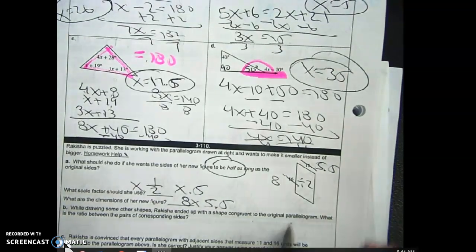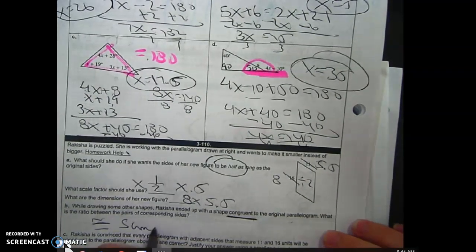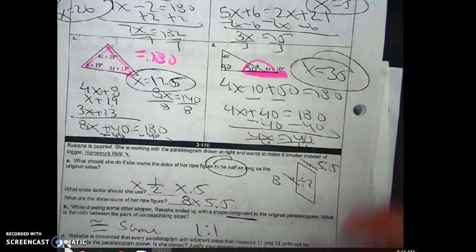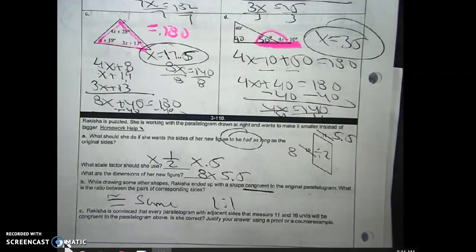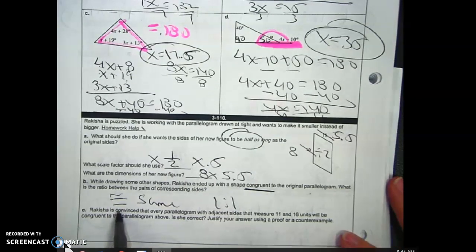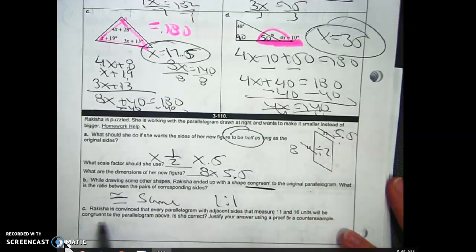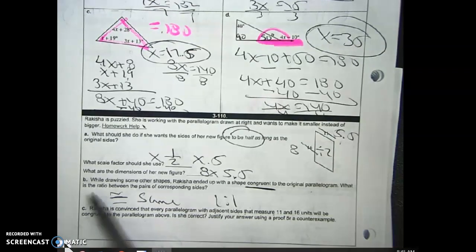She ended up with a shape congruent to the original parallelogram. What is the ratio between? Okay, if it's congruent, it means it's exactly the same, which means the ratio is 1:1, because it's exactly the same. 16 by 11 and 16 by 11. Let's see, every parallelogram with adjacent sides measuring 11 and 16 will be congruent to the parallelogram above.